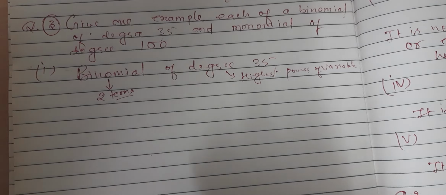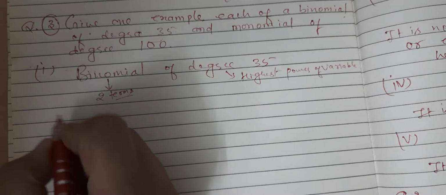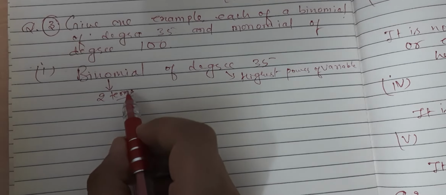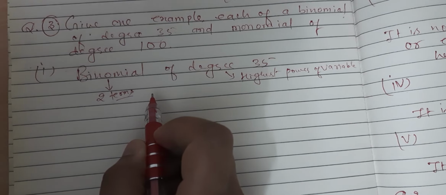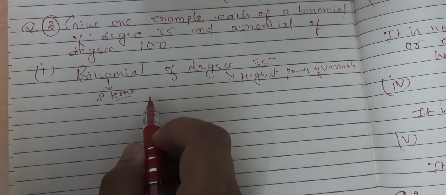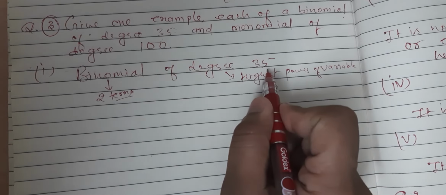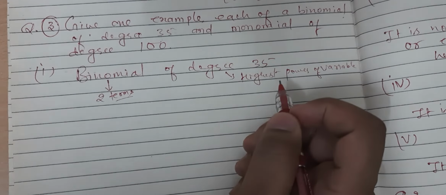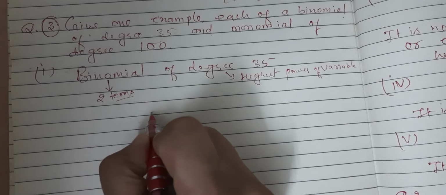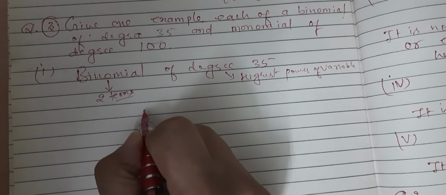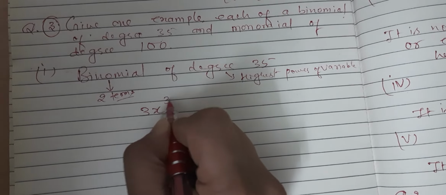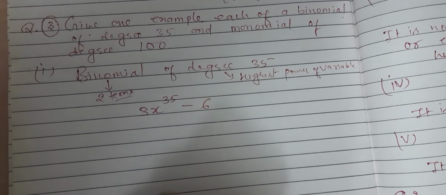There are so many possible answers; you can make it on your own. Binomial means two terms: the expression should contain two terms, then only it will be called a binomial, and the degree should be 35. Degree means the highest power. So I will write 3x raised to the power 35 minus 6.